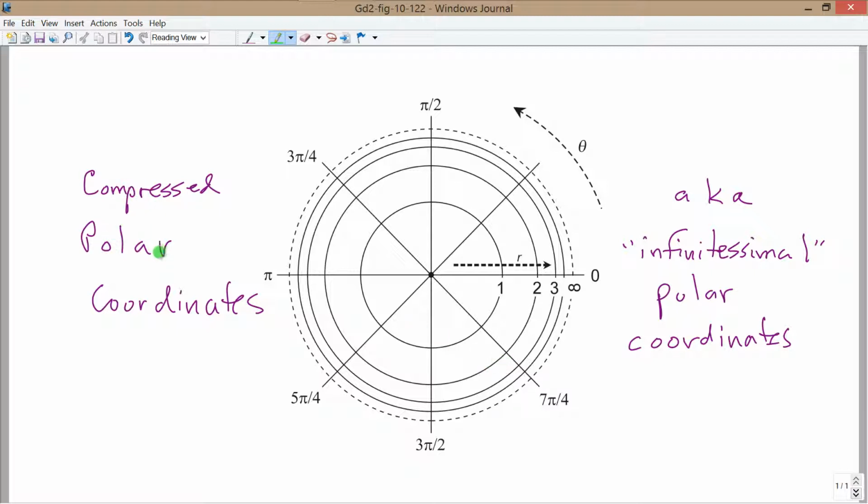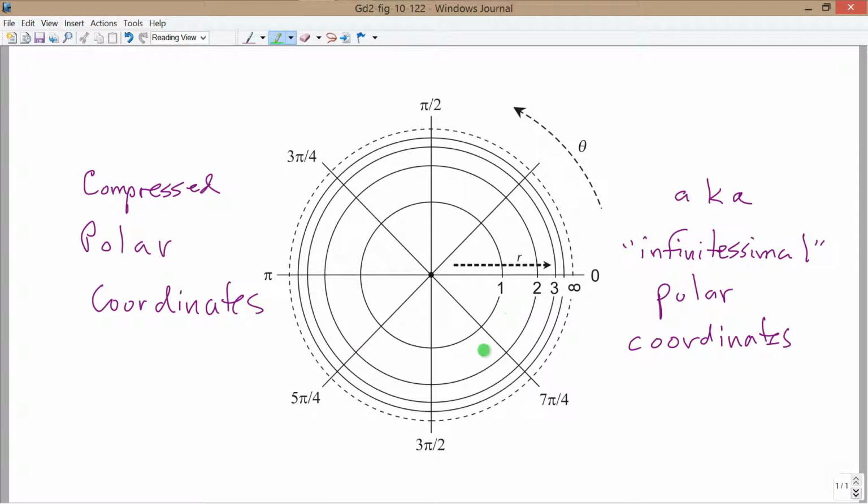I called it a compressed polar coordinate system, or infinitesimal polar coordinates, with two S's rather than one in this word, so that it means having to do with infinity instead of vanishingly small. Just a little aside there.